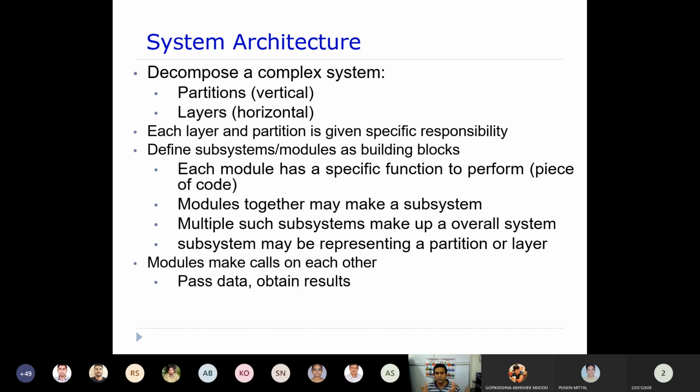Here you will have some modules, and these modules will be interacting with each other. These interactions are done through passing some data values and also getting some results. You can think of it like this: there is a module A and a module B. Module A calls module B and can pass some data, and then it can get some data back from the module as well.